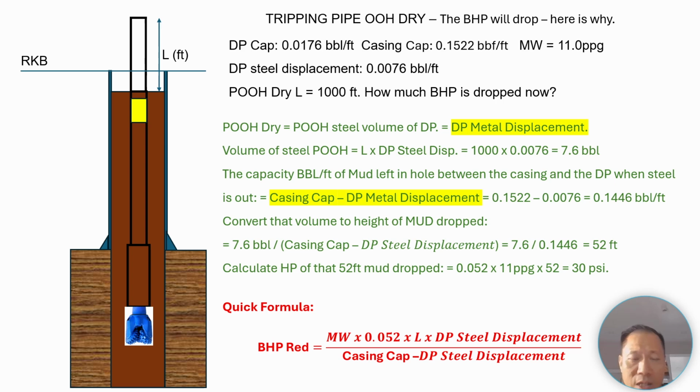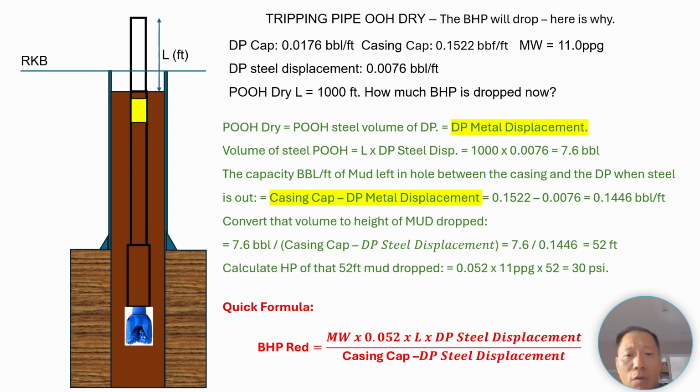First, let's get to the question of why the bottom pressure dropped. When we pull out the full string dry, you pull out steel. Because the steel is out, the mud will drop to take the place of the volume of steel that has come out of the hole. That's straightforward. Because the mud drops in the annulus, it causes the bottom pressure to drop. Simple, right? Now come back to the question: calculate how much the bottom pressure has dropped.